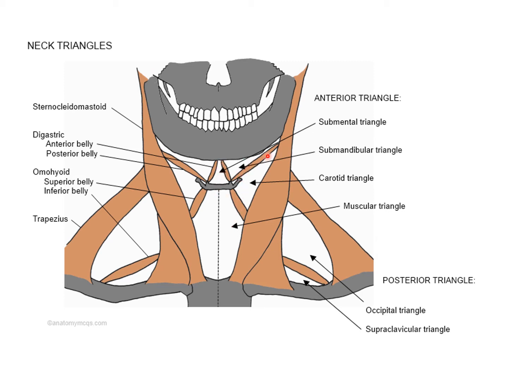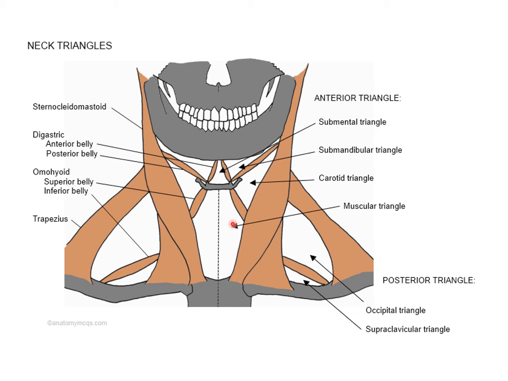The submandibular triangle is located along the lower border of the mandible and is bounded anteriorly by the anterior belly of the digastric muscle and posteriorly by the posterior belly of the digastric muscle. Then you have the carotid triangle bounded superiorly by the posterior belly of the digastric muscle and inferiorly by the superior belly of the omohyoid muscle. Further laterally you have the anterior border of the sternomastoid muscle, which also forms the base of the carotid triangle, and it contains the carotid vessels and the internal jugular vein.